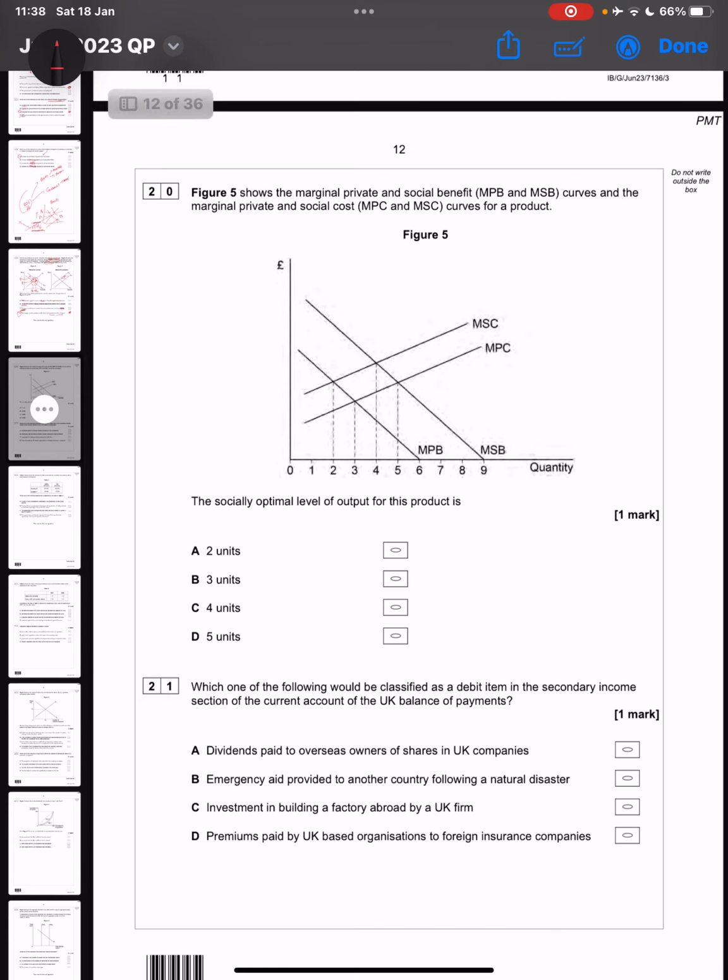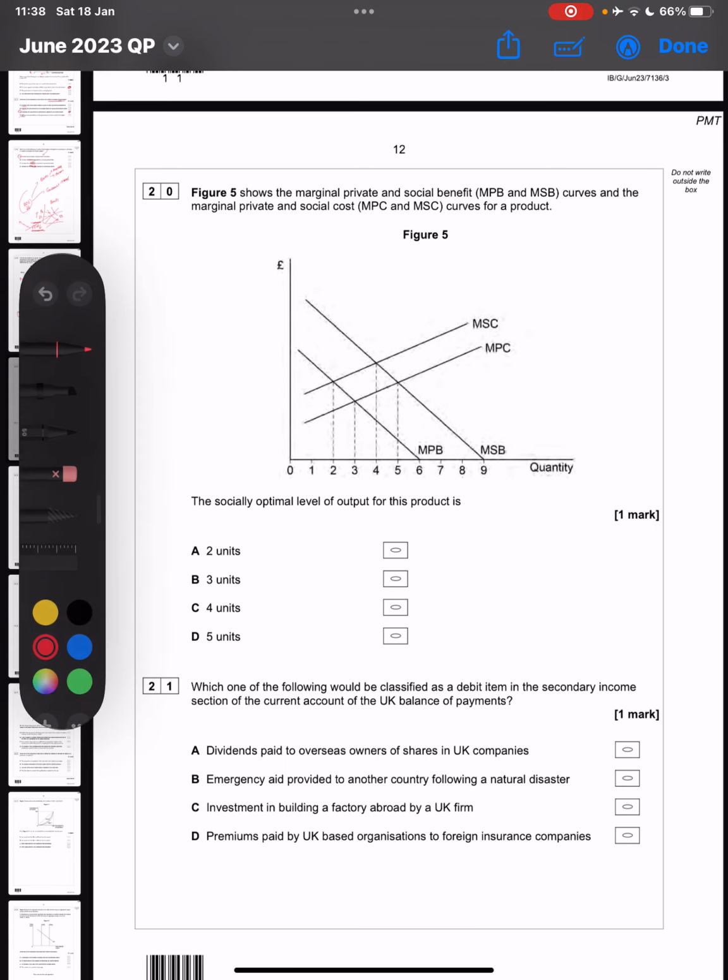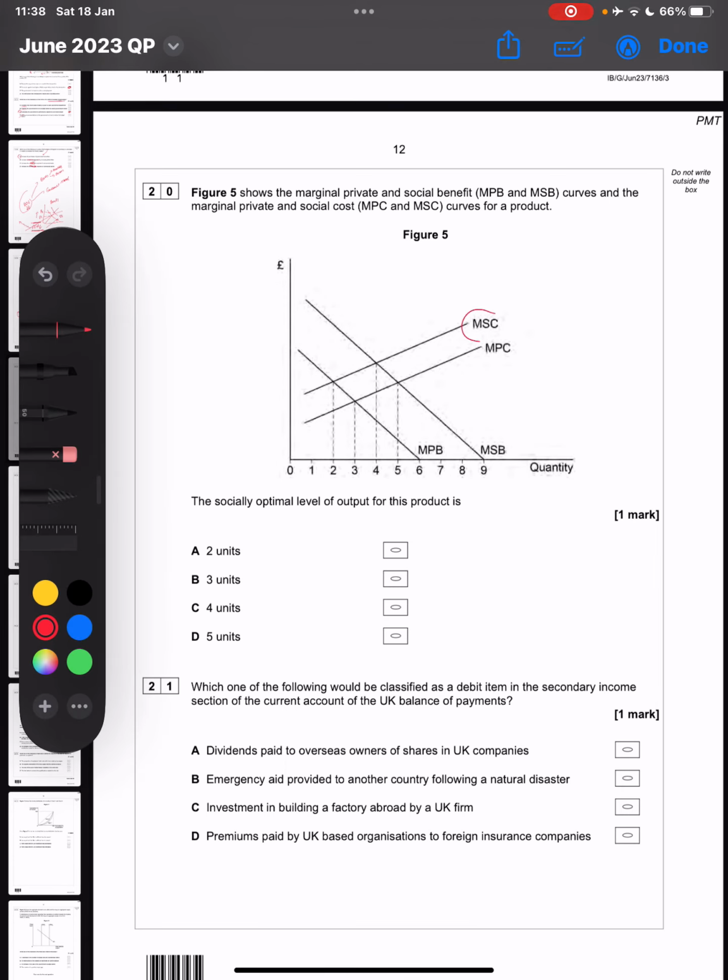Right, MSB, MPB curve, socially optimum level. Okay, it's a nice question compared to some of the rest. All you do to get the social optimum is set MSB equal to MSC, and that's it.